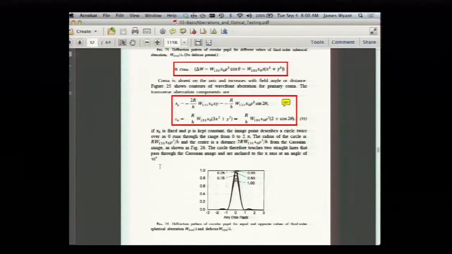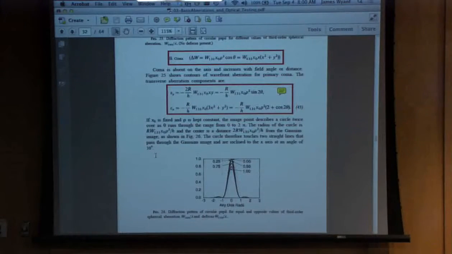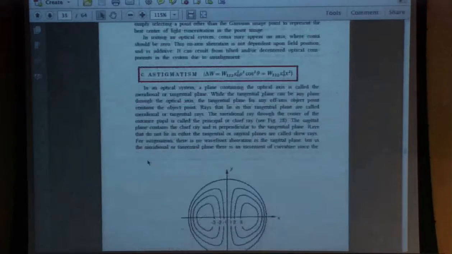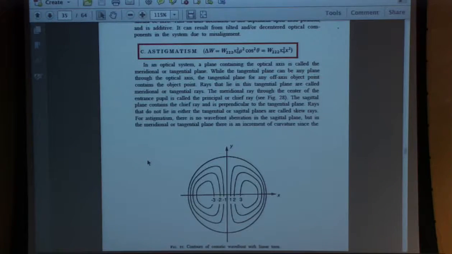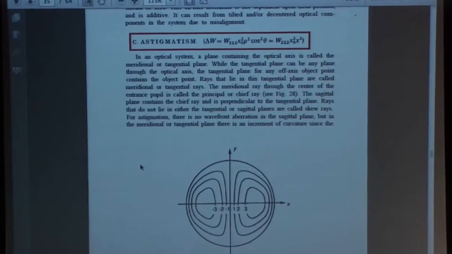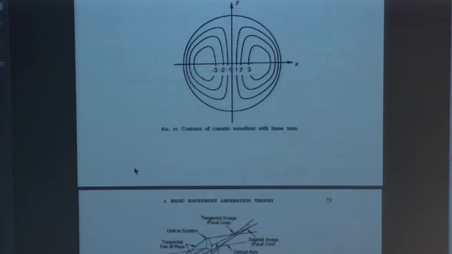Has anyone changed, have you changed your mind over the weekend? Long weekend, you had a chance to? No? Okay, well, still coma. And then we had poor astigmatism here, which no one seemed to like. Anyone have astigmatism as your favorite? No? Oh, that's too bad, sorry.